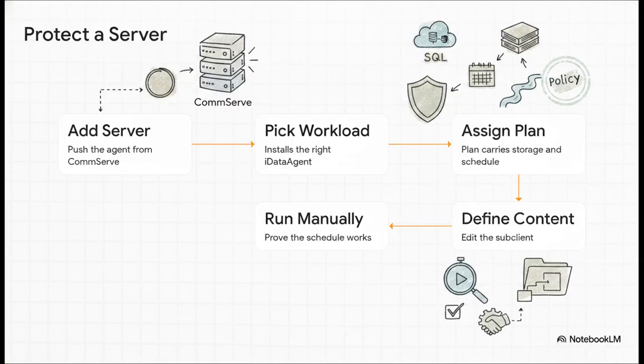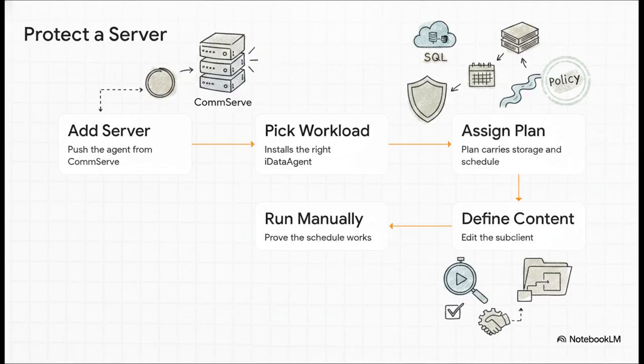So, you need to protect a new server. It's a really clean 5-step process. First up, you add the server, which pushes the agent right from the CommServe. Second, you pick your workload type, like say SQL or VMware. Third, you assign a plan. And remember, this is your NetBackup policy moment. The plan is what carries the storage, retention, and schedule.